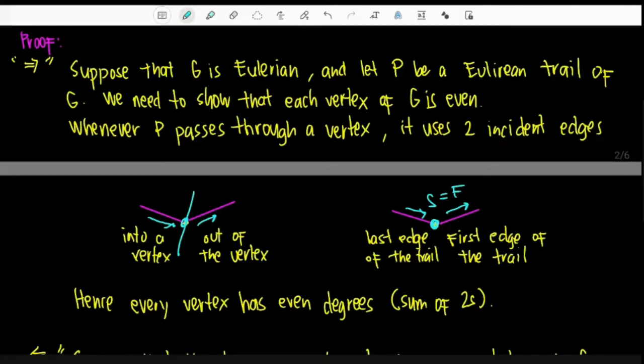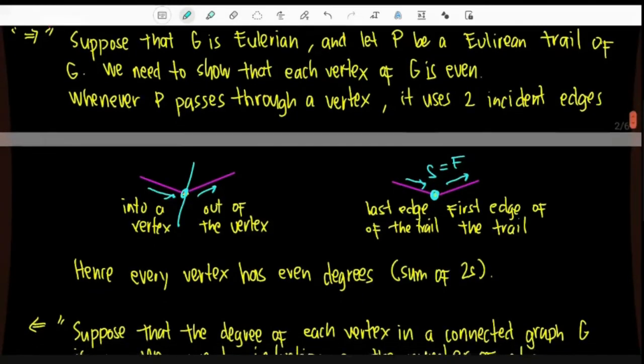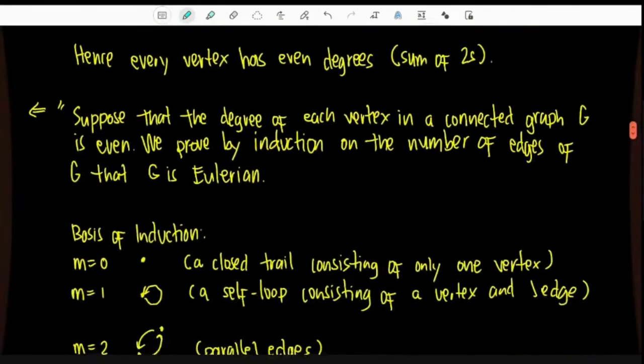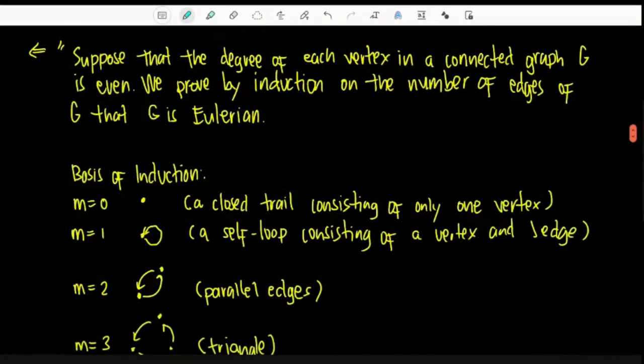Okay. Now, on the other hand, if we suppose that the degree of each vertex in a connected graph G is even, what we want to show is that there's an Eulerian trail for us to say that the graph is Eulerian. So, how do we do that? So, we prove by induction on the number of edges of G that G is Eulerian. Okay, let's form our basis.